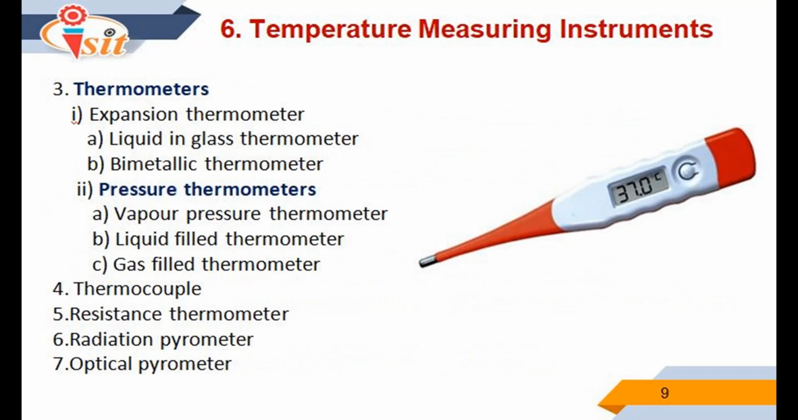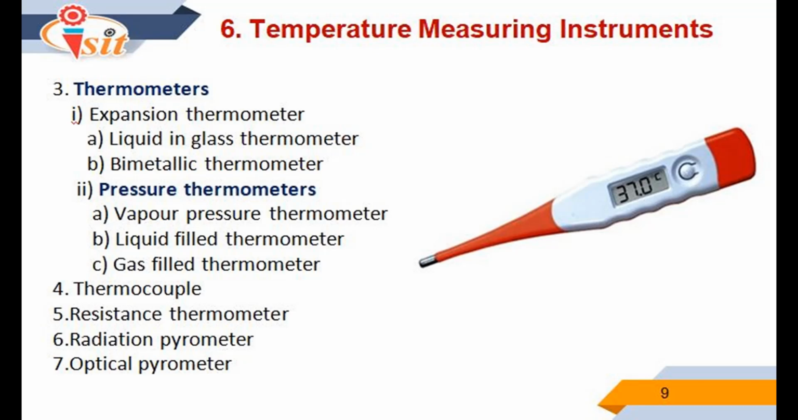The third important type is thermometers. The thermometers are mainly classified into two types. First one is expansion type thermometers. The expansion type thermometers are mainly divided into two types: liquid in glass thermometers and bimetallic thermometers. Second one is pressure thermometers. The pressure thermometers are further classified into three types: vapor pressure thermometers, liquid filled thermometers, and gas filled thermometers.